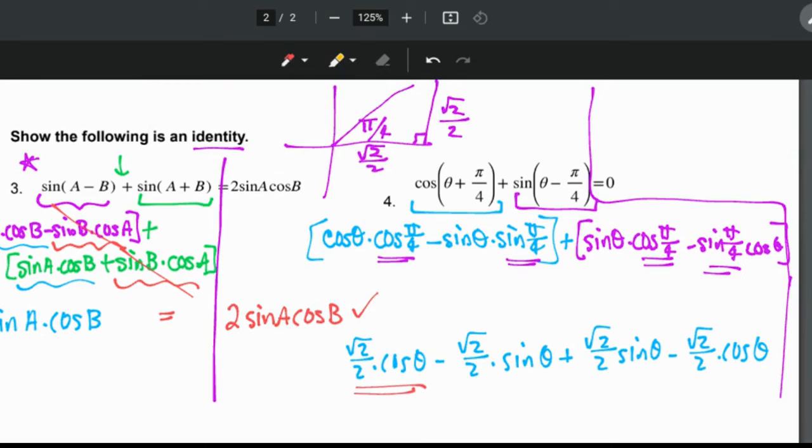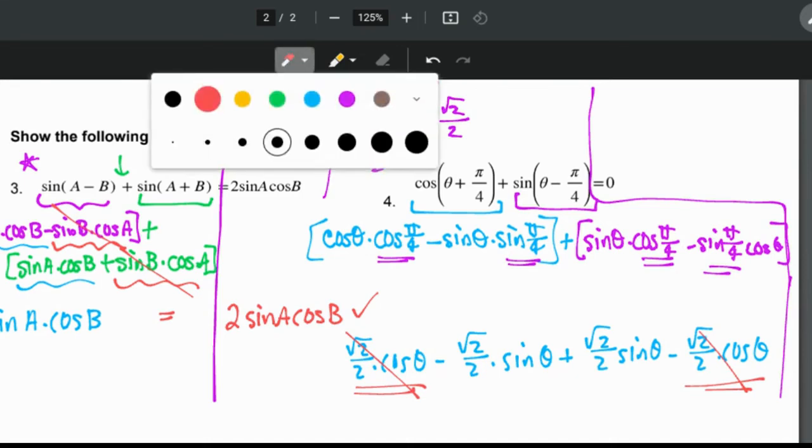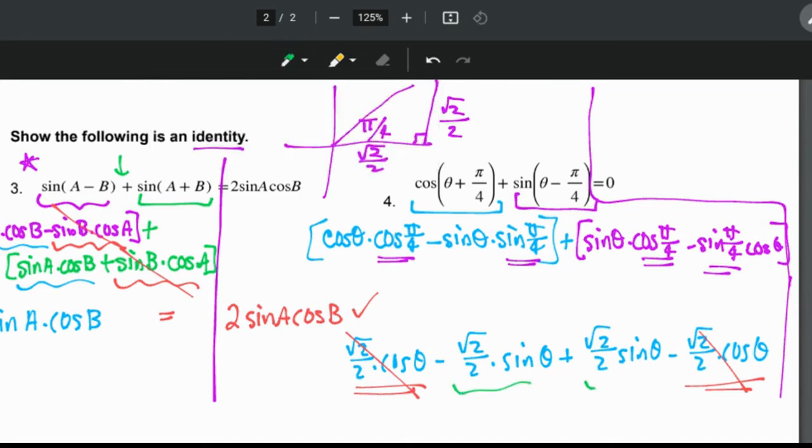So in my like terms, I have a positive root 2 over 2 and a negative root 2 over 2, so those are going to cancel out. And then in my other set of like terms, I've got a negative root 2 over 2 and a positive root 2 over 2 times sine of theta. And so again, those will cancel out. So I do get 0 equals 0. And that means that my identity is in fact true.